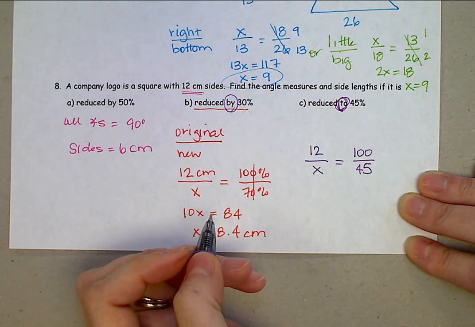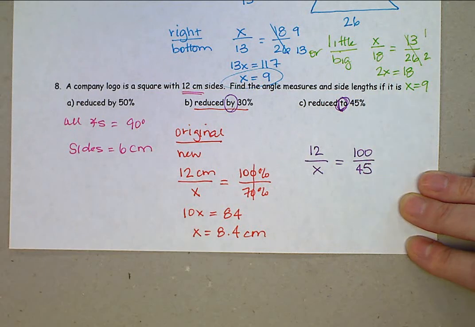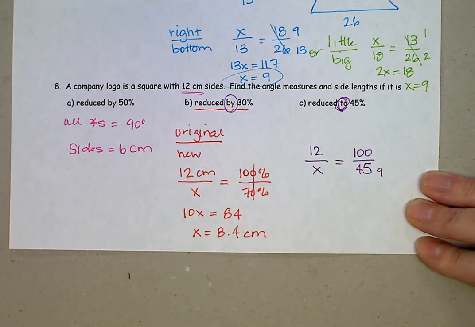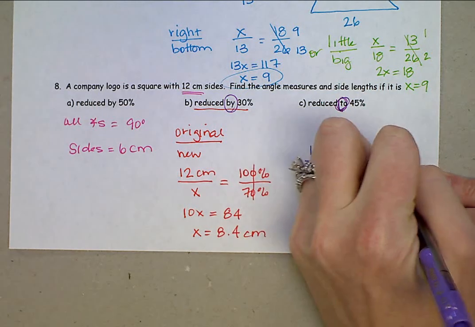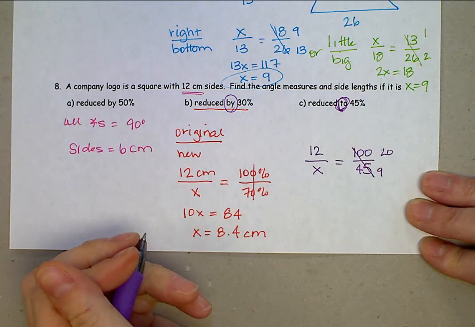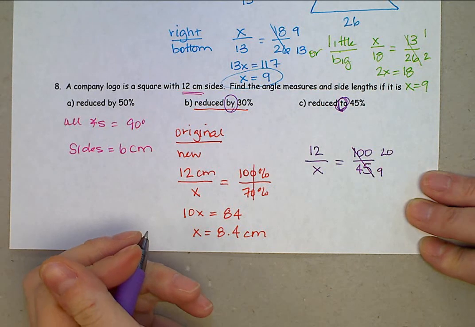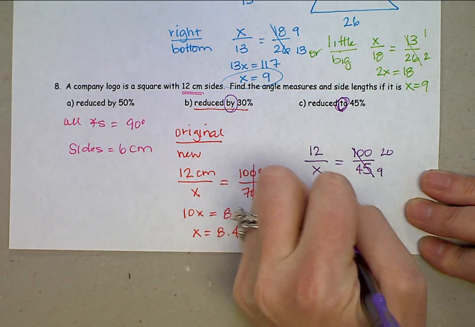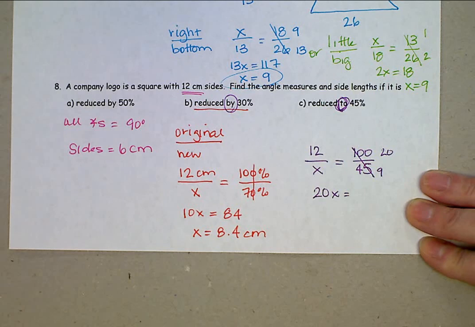From this point, does anything go into 100 that also goes into 45? Well, we know that 5 goes into 45. 45 divided by 5 is 9. 100 divided by 5 is 20. Okay, at that point there's nothing that goes in. 3 doesn't go into 20, 9 doesn't go into 20, so now we can do our cross multiplication. Okay, so you do 20 times x, you get 20x. 12 times 9 is, I think, 108, right?